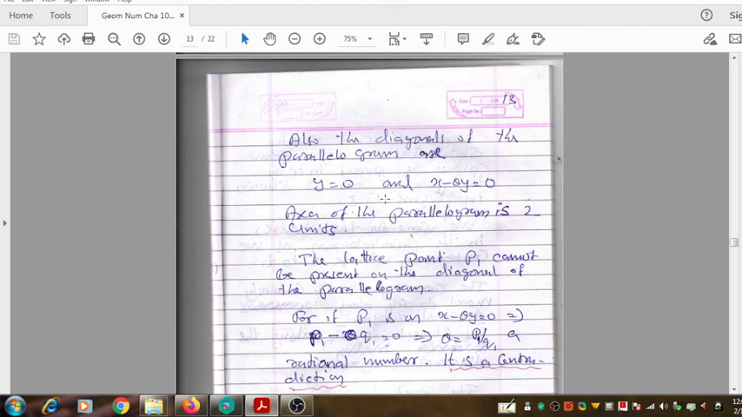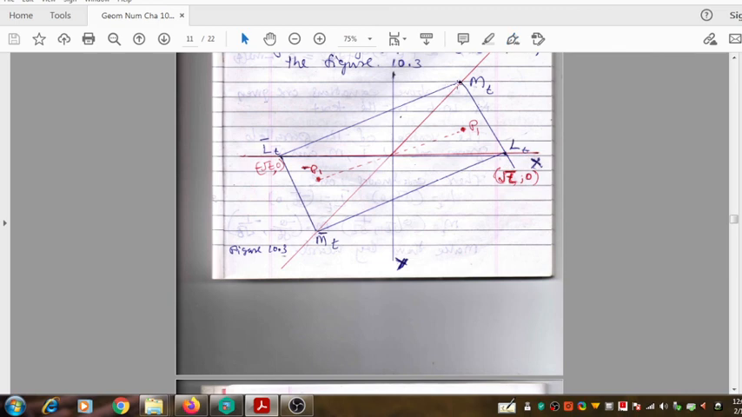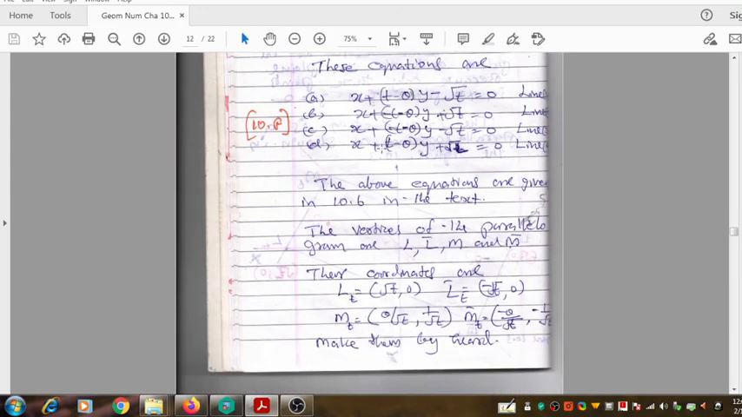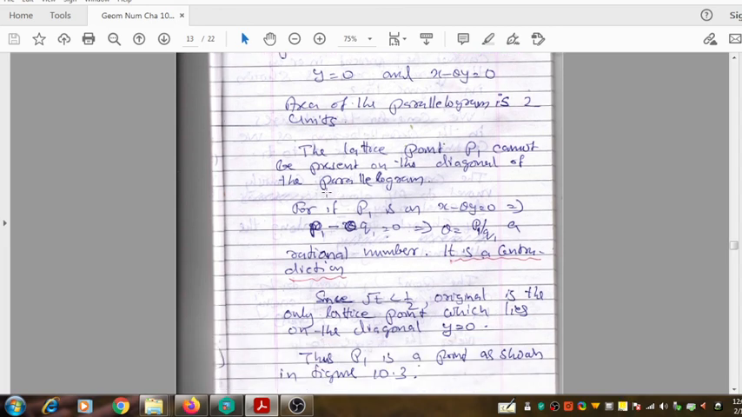There exists a formula to obtain the area of a parallelogram whose coordinates are given. The parallelogram has 4 vertices, and we know the coordinates of the vertices, so using a suitable formula we can obtain that the area of the parallelogram is 2 units.